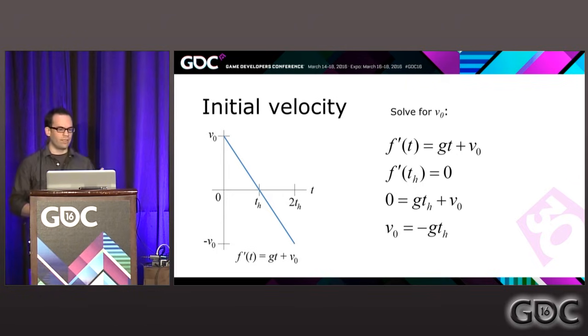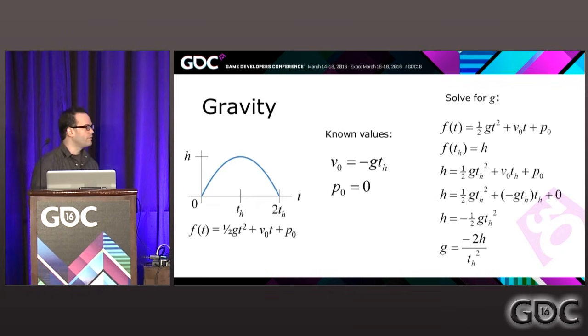So we'll look at this point in the middle here, where time is t sub h and velocity is 0. And we'll substitute these values into our function for velocity and solve for v naught. And skipping to the end there, what this gives us is a solution for our initial velocity v naught in terms of gravity, which we don't yet know, and the duration to the peak of the jump, which we've defined in advance. So next we need to find a solution for gravity. To solve for gravity, we'll go to the graph of position that we just drew. We start at a height of 0 at time 0.